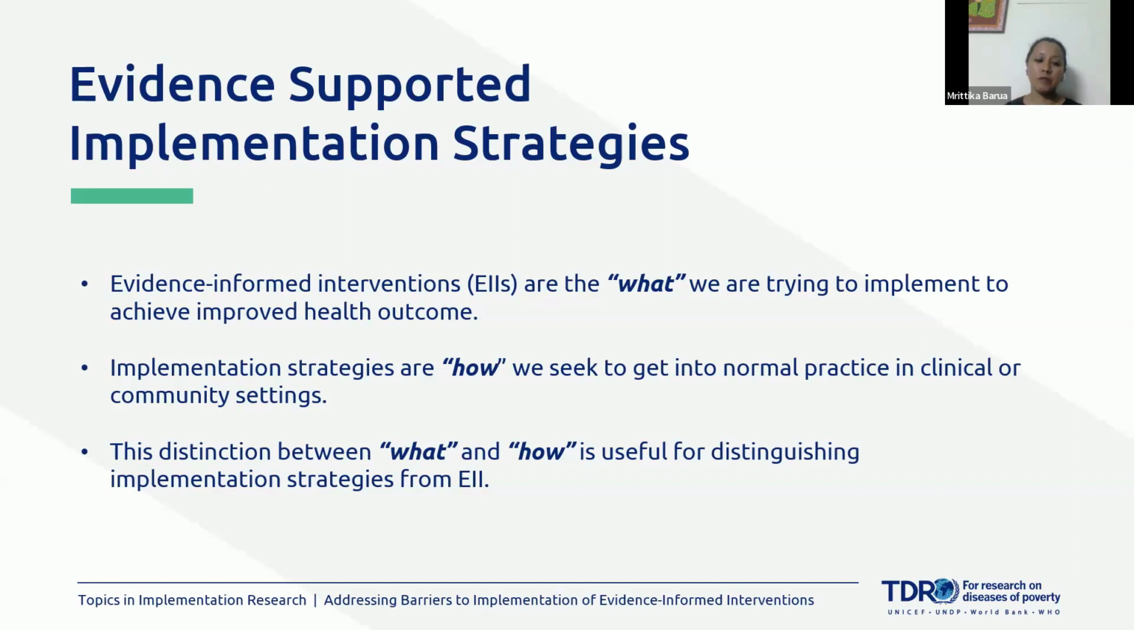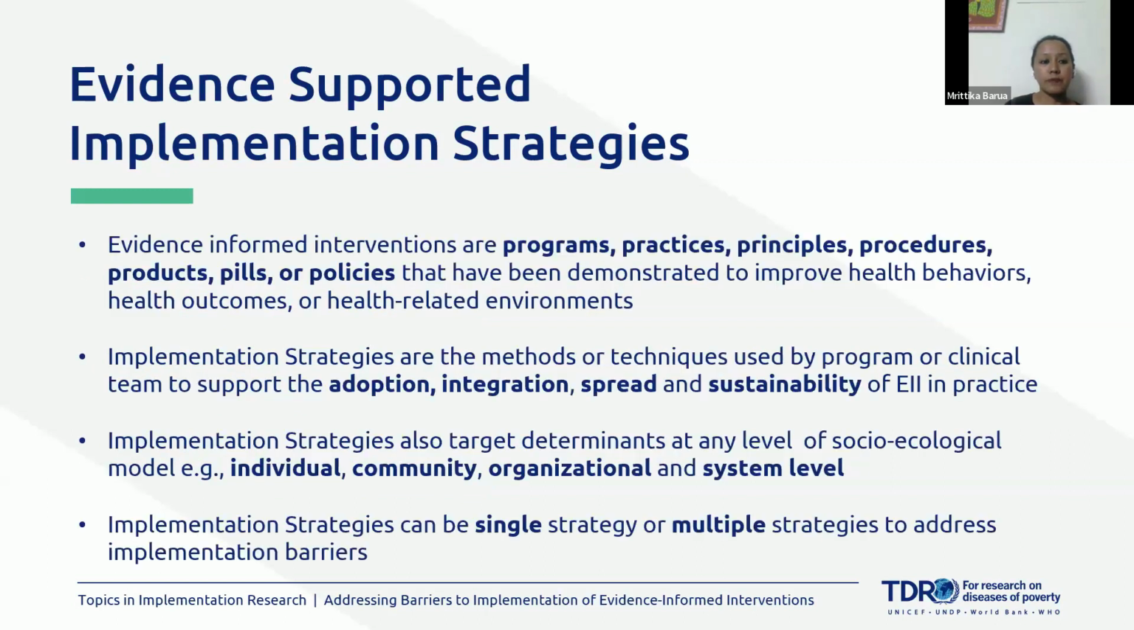It's very important to understand the difference between what we are implementing and how we're implementing, because that really forms the backbone of distinguishing what implementation strategies are, and how they differ from the intervention that's going to be implemented. So evidence-informed interventions are basically programs, practices, procedures, or some kind of product. Some policies have been formulated and implemented. So basically, these are the different types of interventions that we come across that are implemented to improve health behaviors, health outcomes, or health-related environments.